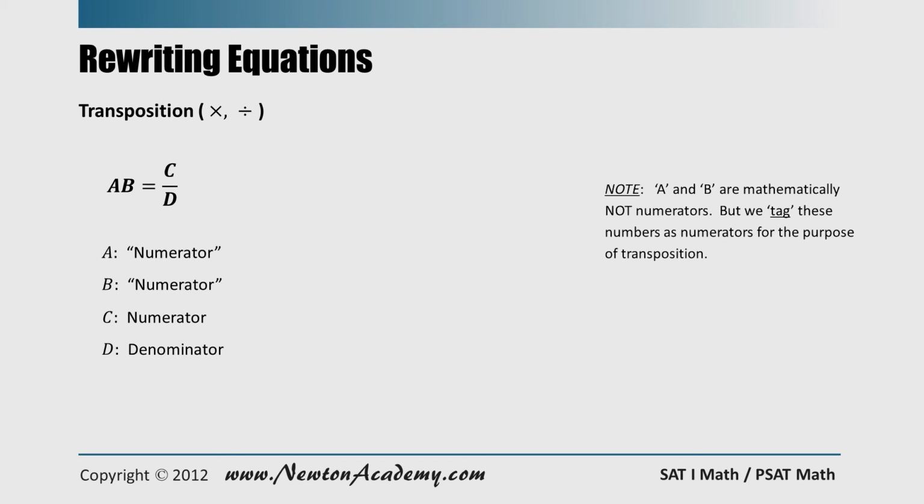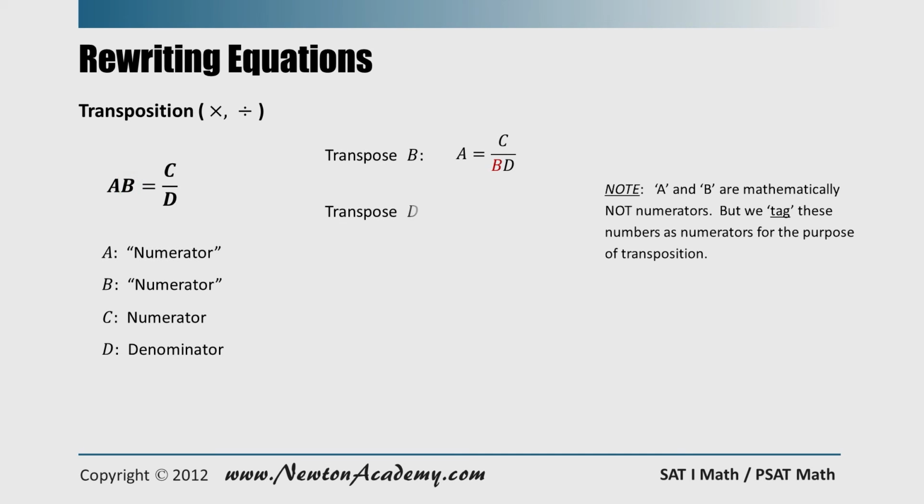Okay, here's the transposition technique for multiplication and division. If you transpose a numerator to the other side of the equation, it becomes a denominator. If you transpose a denominator to the other side of the equation, it becomes a numerator. Let me show you how to do this. Let's transpose B in this equation. Since B is a numerator, if you transpose it to the other side of the equation, it becomes a denominator. So A equals C over BD.